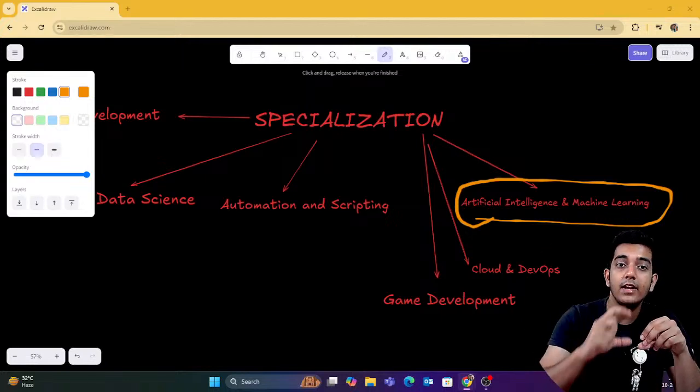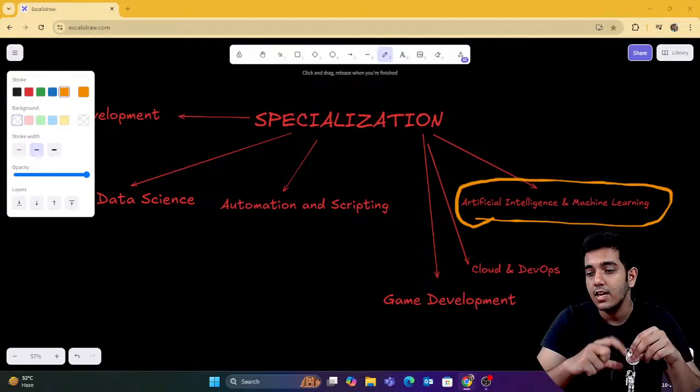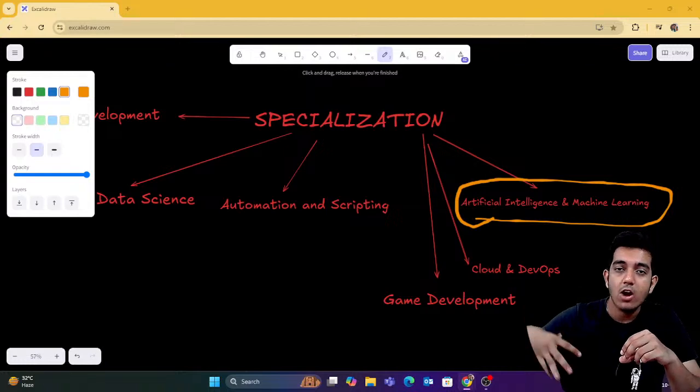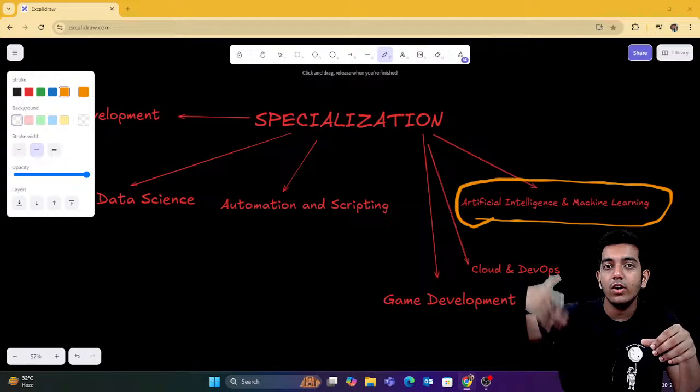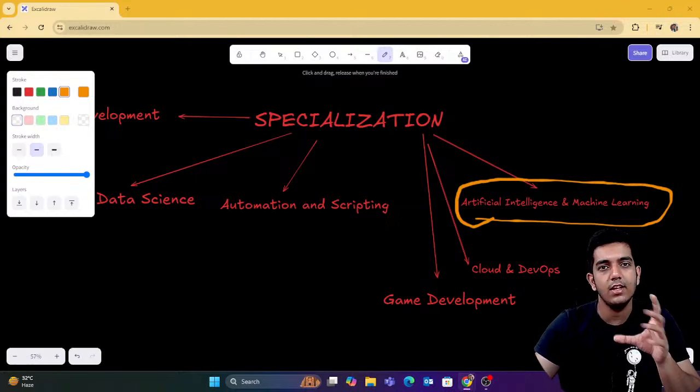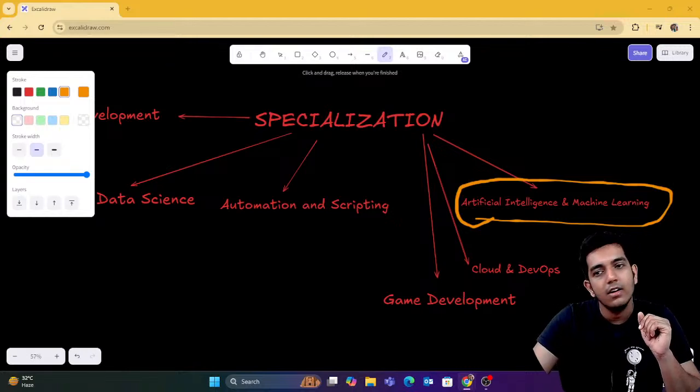That means it can make predictions. In the month of July, what can your sales be? You have data till June. Will it be high or low? That can be done with the help of machine learning concepts.